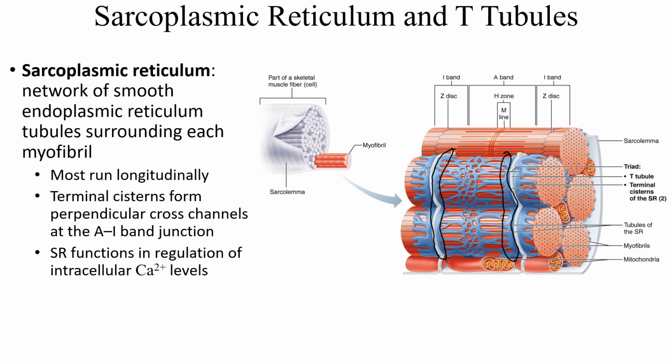So the sarcoplasmic reticulum, its main function is to hold calcium. Calcium is essential for muscle contraction, and the sarcoplasmic reticulum is going to regulate when calcium is released and when it's taken back up. So it's going to store and release calcium.